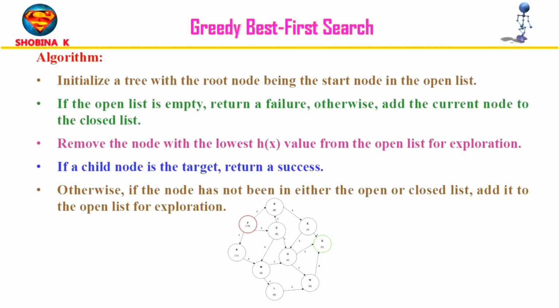First, initialize the tree with the root node being the start node in the open list. If the open list is empty, return a failure. Otherwise, add the current node to the closed list. Next, remove the node with the lowest heuristic value from the open list for exploration. If a child node is the target node, return a success. Otherwise, if the node is not either in open or closed list, add it to the open list for exploration.